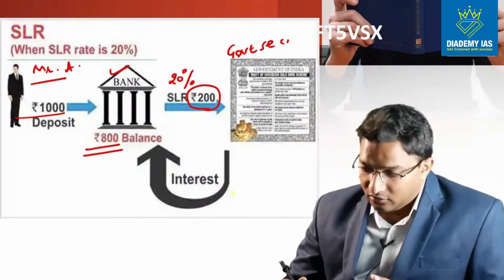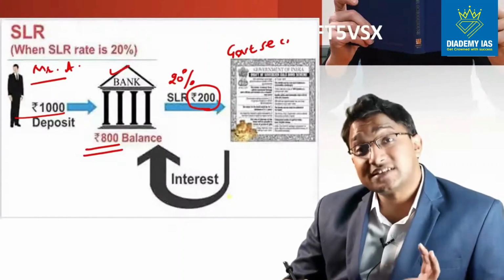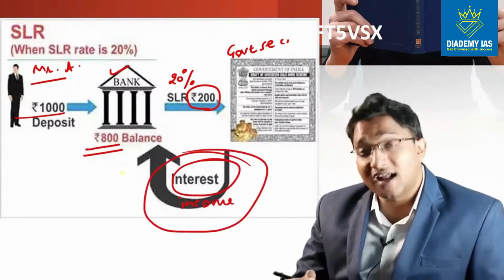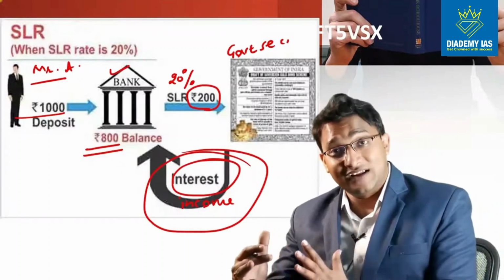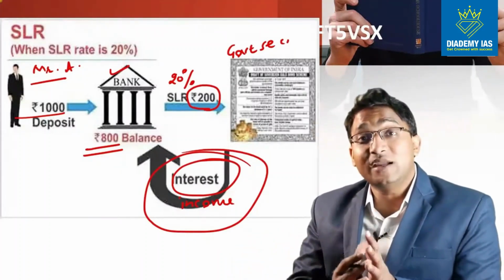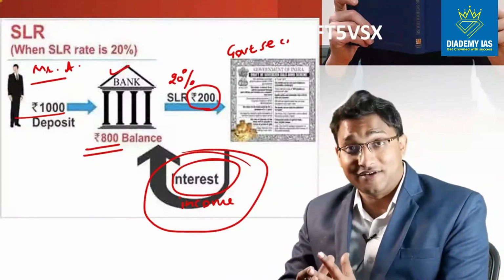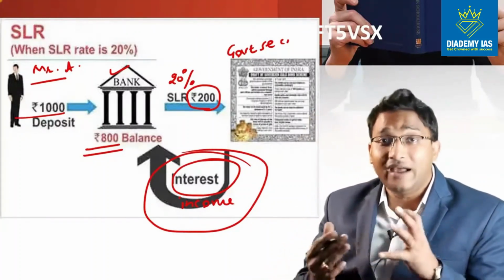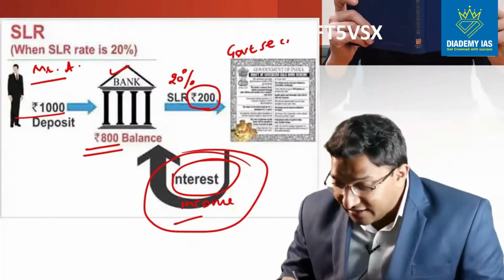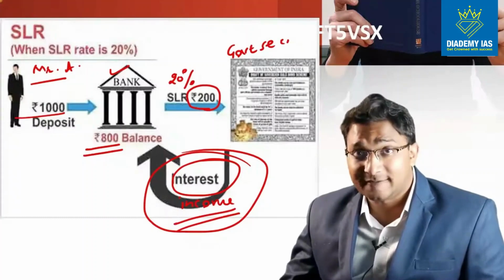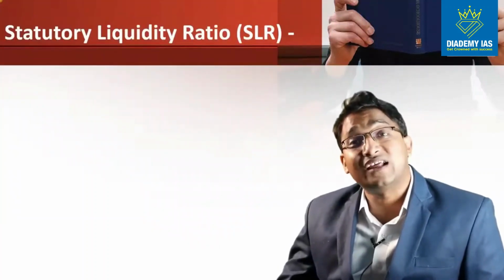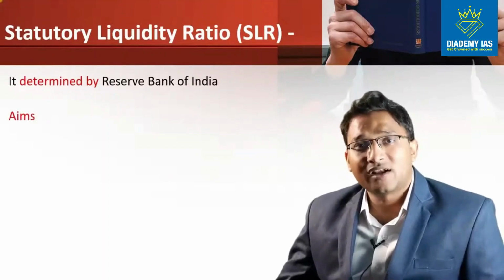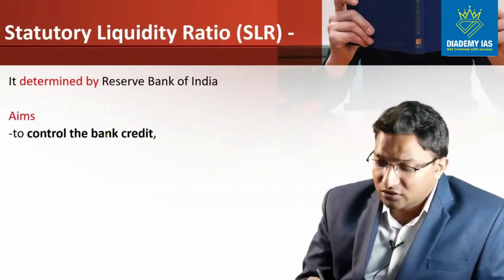One of the very unique things about the SLR as compared to the CRR is that there is interest income. Do you remember, in case of CRR, the RBI will not give any interest income to the banks. So RBI will keep the money of the bank without giving anything in return. But in case of SLR, the amount is invested in government securities, and government securities give interest income. So this interest income is one of the important aspects of the SLR, and this is one of the major differences between the CRR and the SLR. Who determines the SLR? It is the Reserve Bank of India. What are the aims of the SLR? Number one, to control the bank credit.